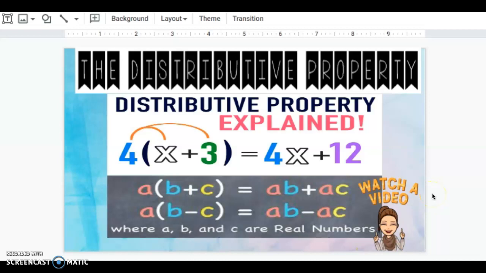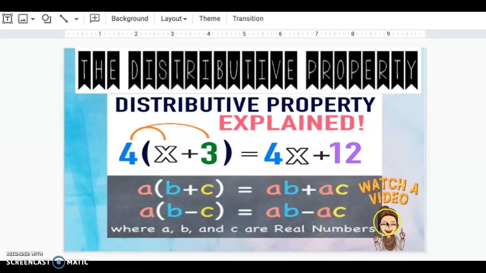So for today's lesson, we are going to be moving into learning about the distributive property. You have a chart here that explains what the distributive property is. Pretty much, when you distribute, you give out the number on the outside of the parentheses to each number on the inside of the parentheses. Okay, so I'm going to go into the steps that you take to be able to do that.